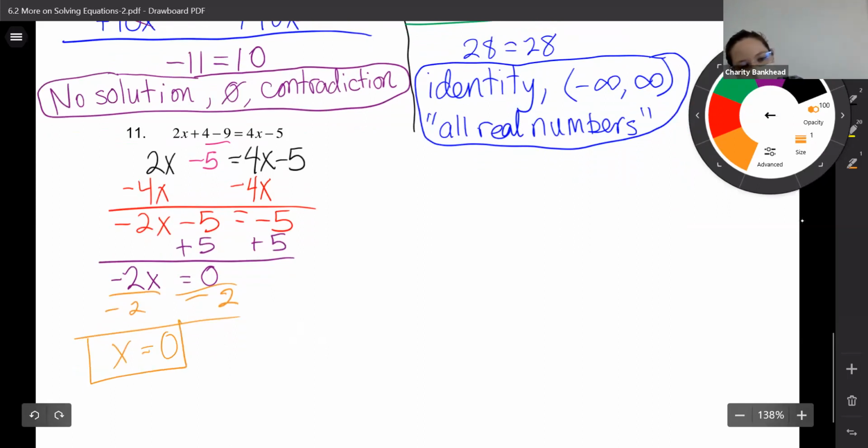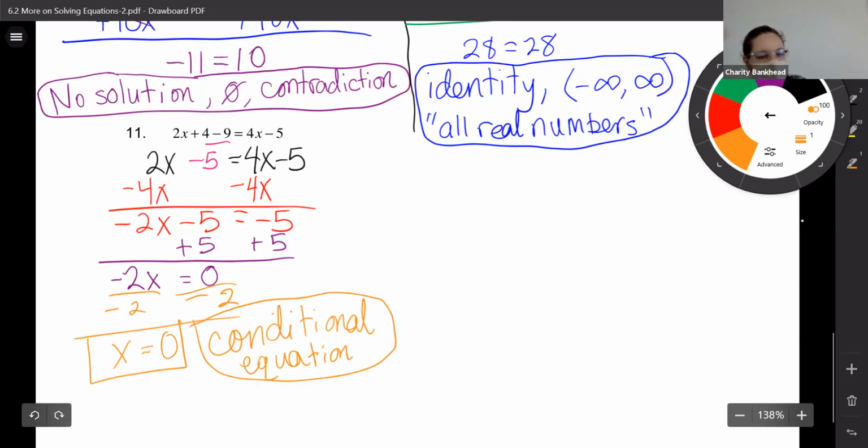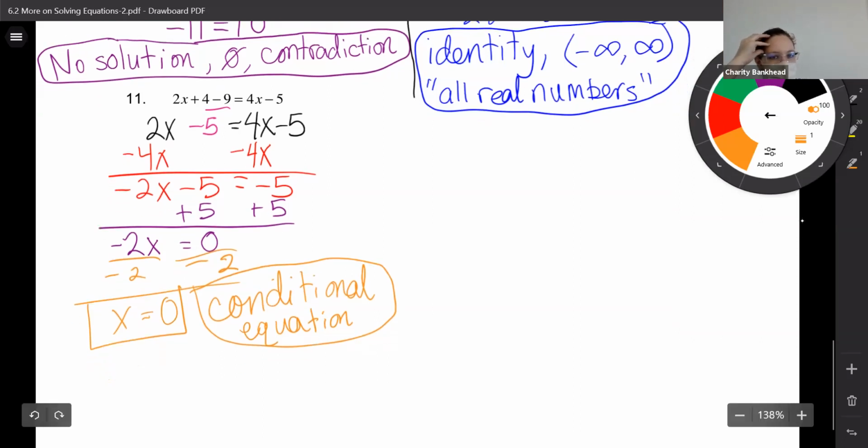And so that means that that is a conditional equation. As opposed to an identity or a contradiction, it's conditional. So that equation is true only under one condition, that x is equal to 0.